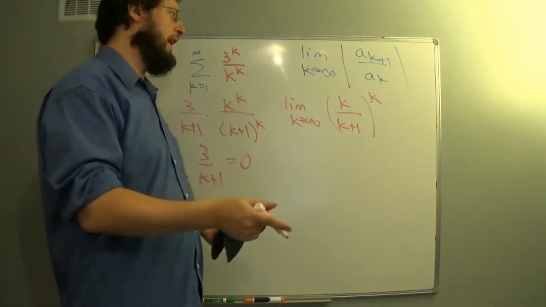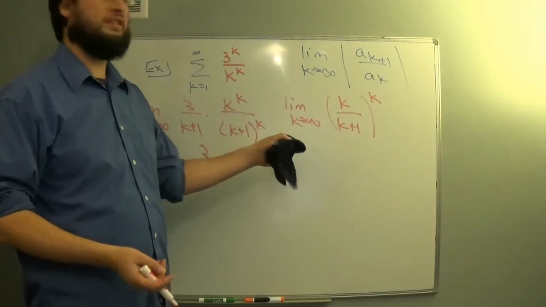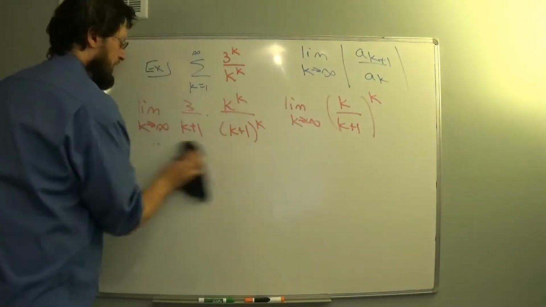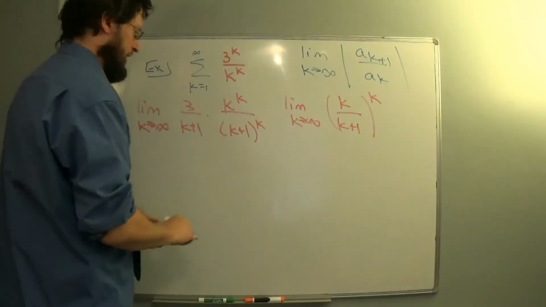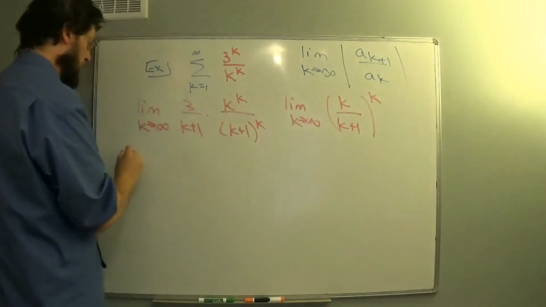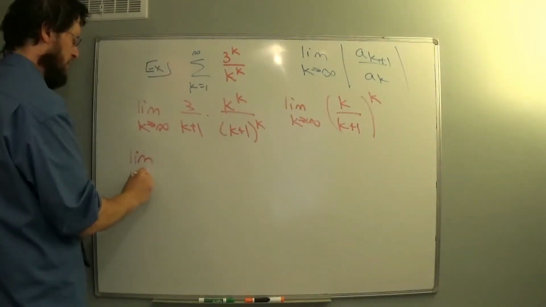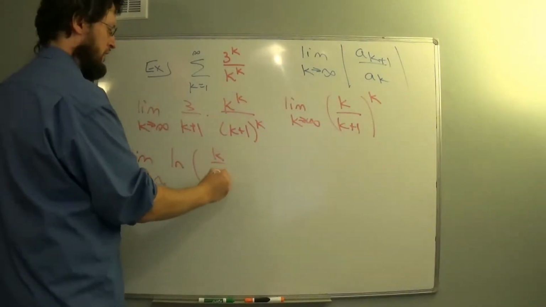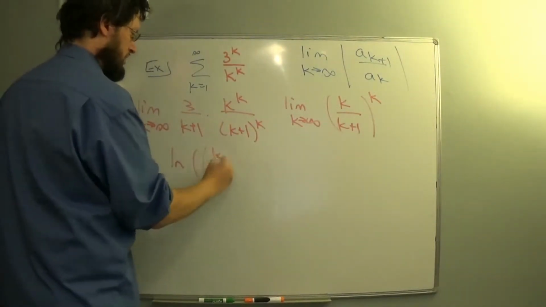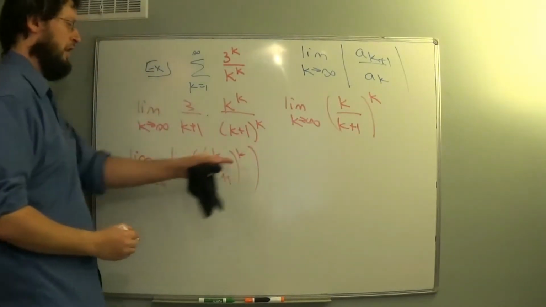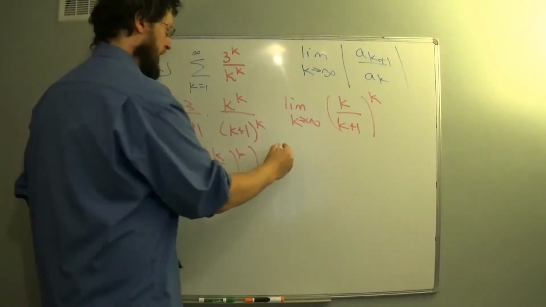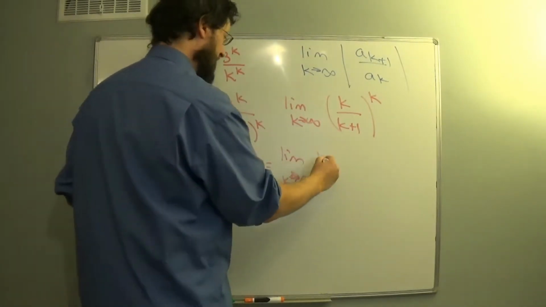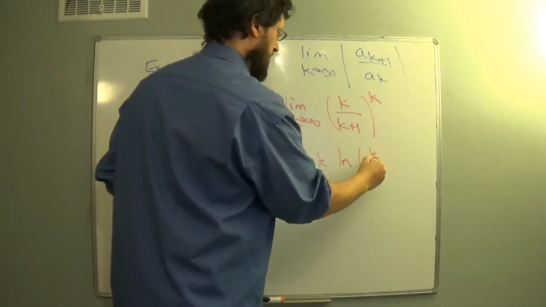And we have to apply our logarithmic limit just like we did in some previous examples. So let's do that. We're going to take the limit as k goes to infinity of the natural log of this stuff, so that I can bring that k down front. So that is the limit as k goes to infinity of k ln of k over k plus 1.